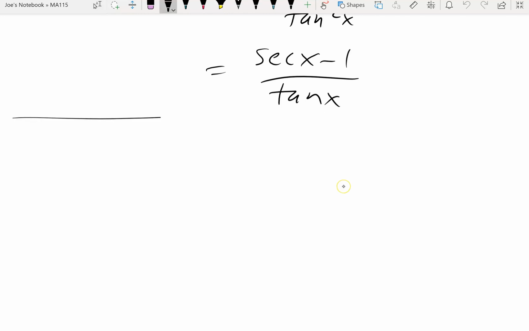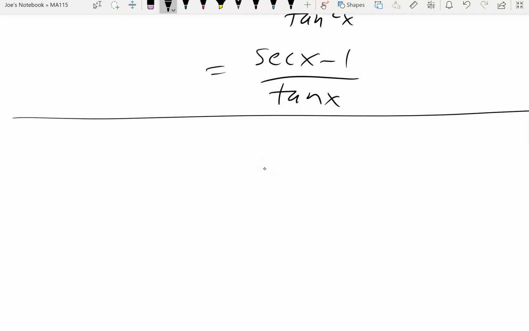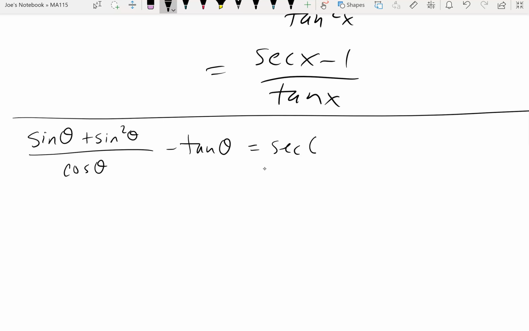All right, so on that last one, you had sine theta plus sine squared theta over cosine theta minus tangent theta is secant theta minus cosine theta. That one? Which side did you work with to start with?